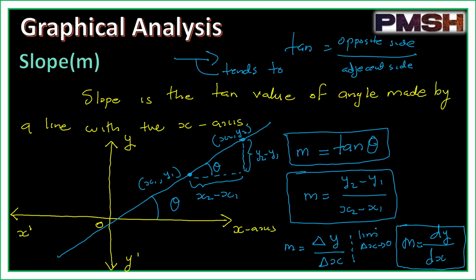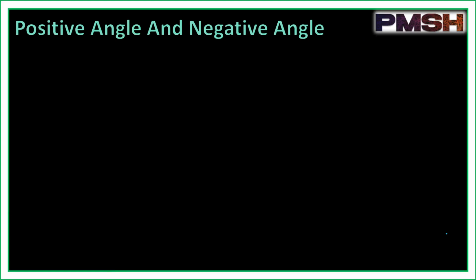So we have come across three equations. m equal to tan theta, that is, if the angle is given. If two points on the line are given, you can use the equation y2 minus y1 divided by x2 minus x1 to find the slope. And another way of finding it is using differentiation, that is dy by dx. m is equal to dy by dx. And we will see how to do differentiation in the upcoming lectures. So stay tuned.